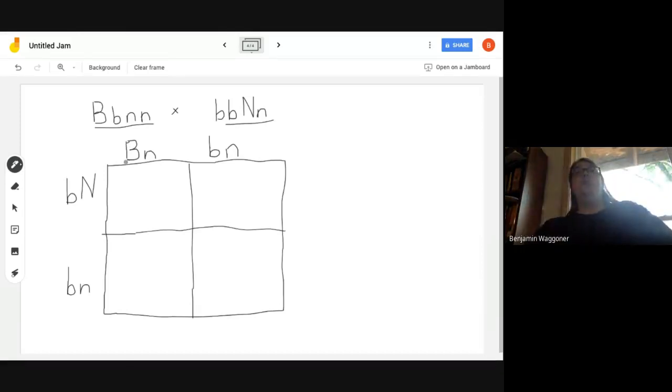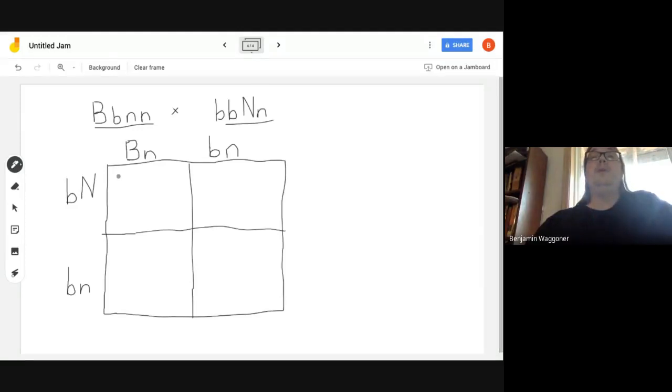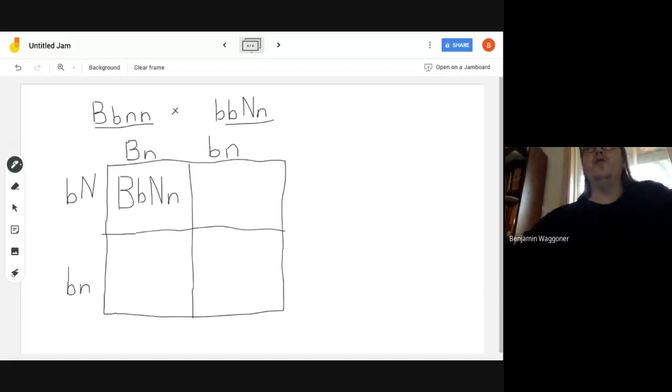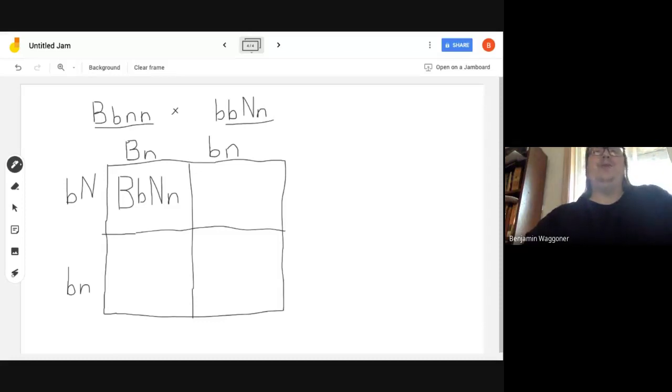All right, so we move the letters down and across. In here, I'm going to put big B, little n from this parent, little b, big N from this parent, and little n from that parent. And as I'm moving these letters down and across, I'm sorting them so that I group like letters with like letters, and so that I'm putting the dominant alleles first. I mean, you could write little b, little n, big B, big N, or something like that, and it would still technically be right, but it's much easier to follow if you just follow the conventions.